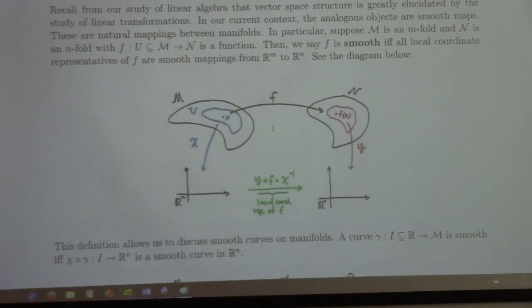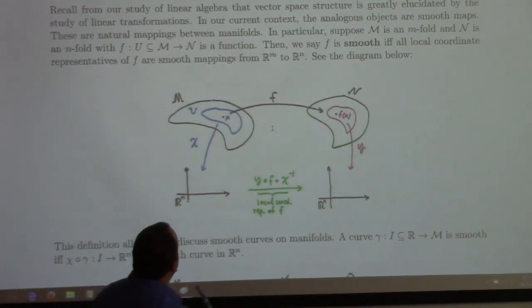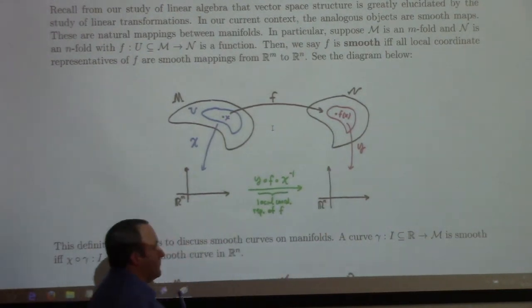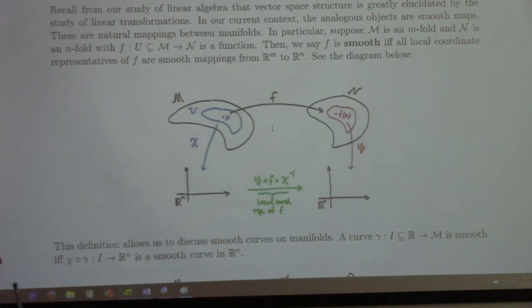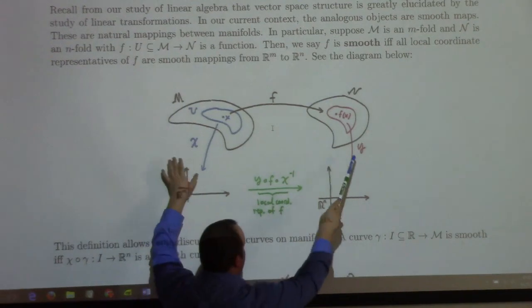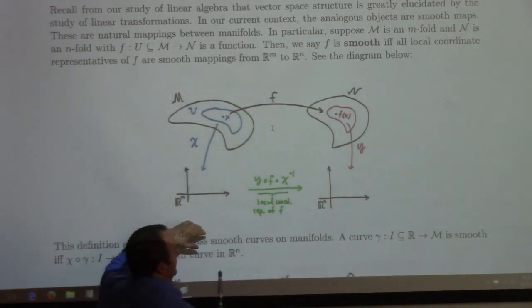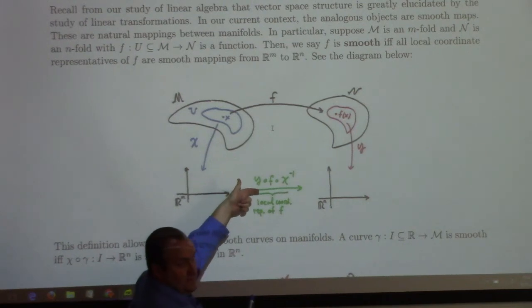So, how do we define a function being smooth? If you have a function from one manifold to another, like this, then it's said to be smooth if every possible local coordinate representative of it is a smooth function in the sense of regular advanced calculus. So in other words, you've got coordinate charts from M and from N, and so you can look at this corresponding function down here.